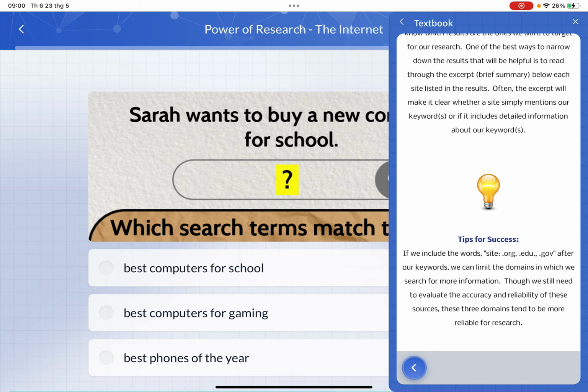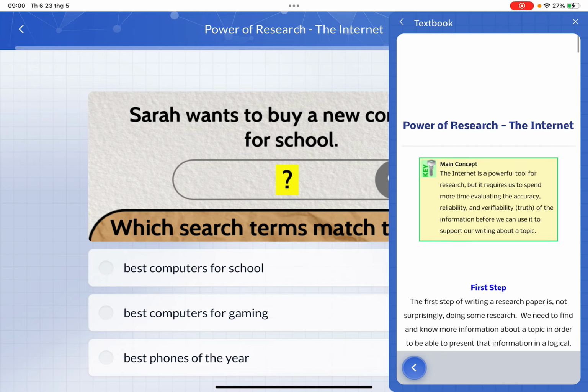Now, if we include the word site, like .org or .edu or .gov or .com, after our keyword, we can limit the domains in which we search for more information like this. Though we still need to evaluate the accuracy and reliability of these resources, these three domains tend to be more reliable for research. And here's another tip.